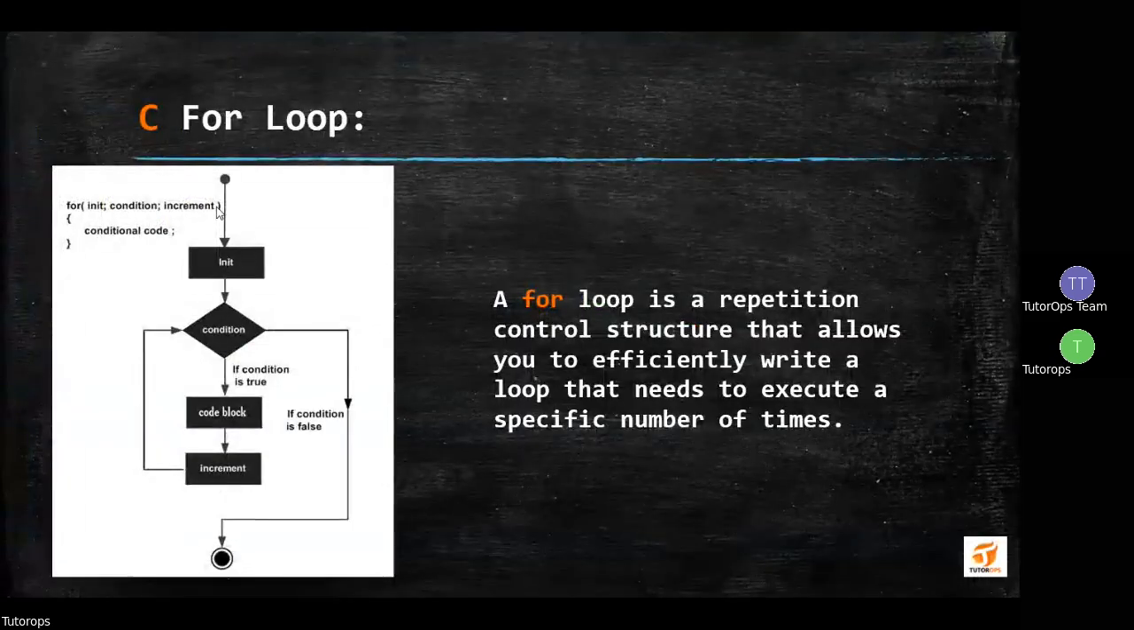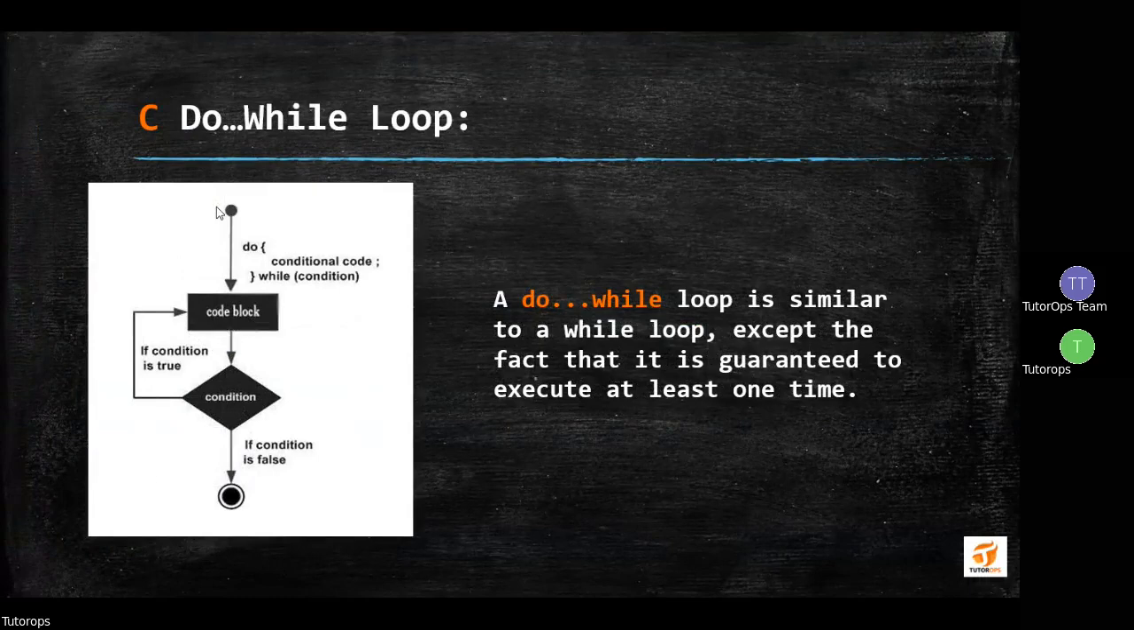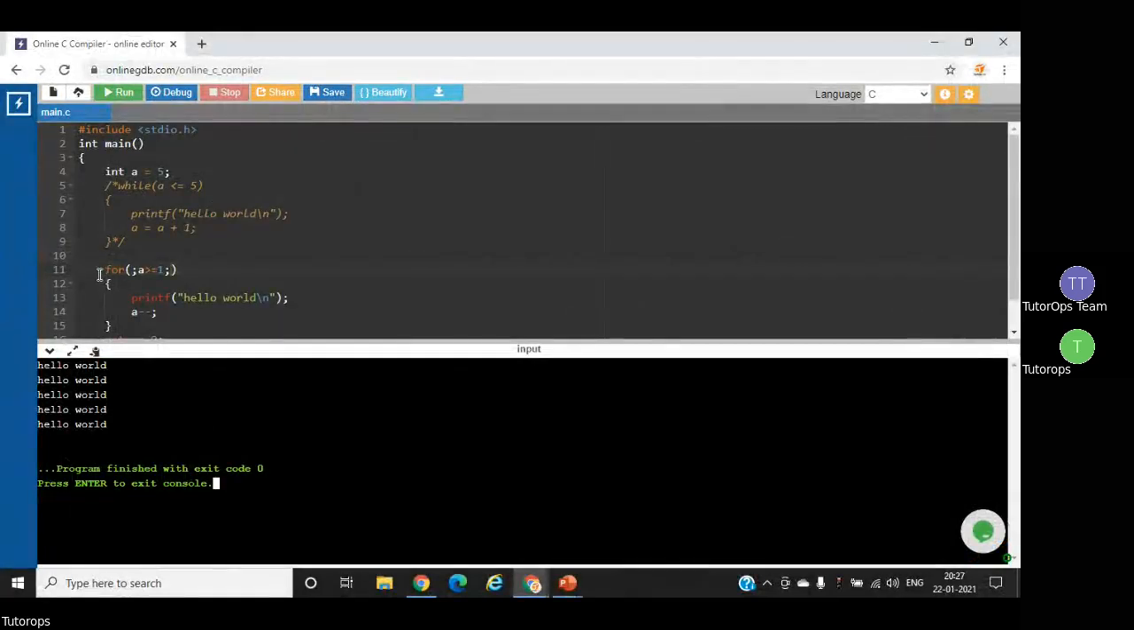Now let's move on to the next loop, the do while loop. If you want to execute a particular piece of code first, and then start your while loop checking, then we will use the do while loop. A do while loop is similar to a while loop, except that it is guaranteed to execute at least one time. So if you want to run the code a minimum of one time, we will use the do while loop. Let's see the syntax of do while.